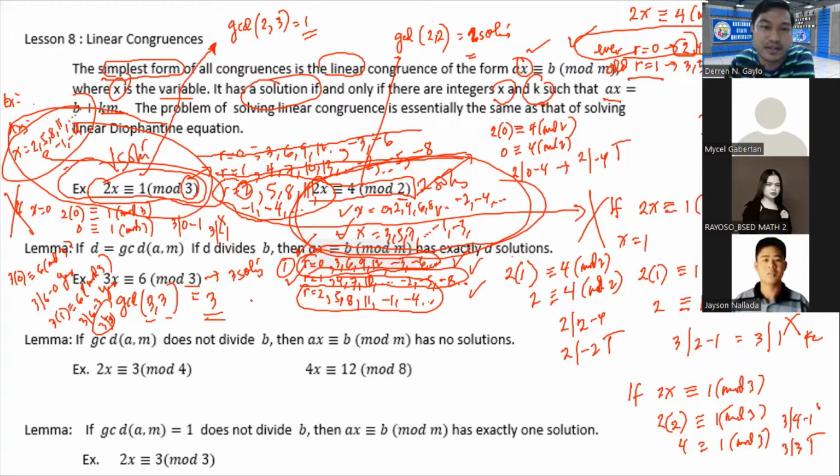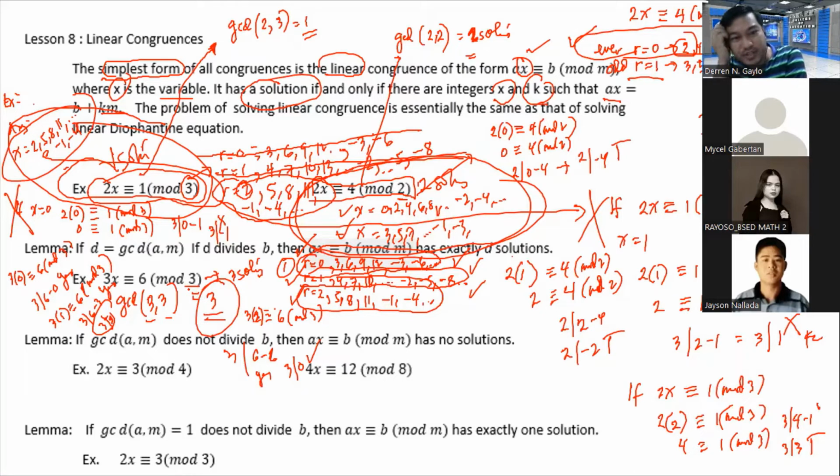How about when r is equal to 2? 3 times 2 is congruent to 6 modulo 3. So 6, will 3 divide 6 minus 6? Yes, because 3 divides 0. So it is a solution. So the three solutions match what we verified, and the lemma is true also.